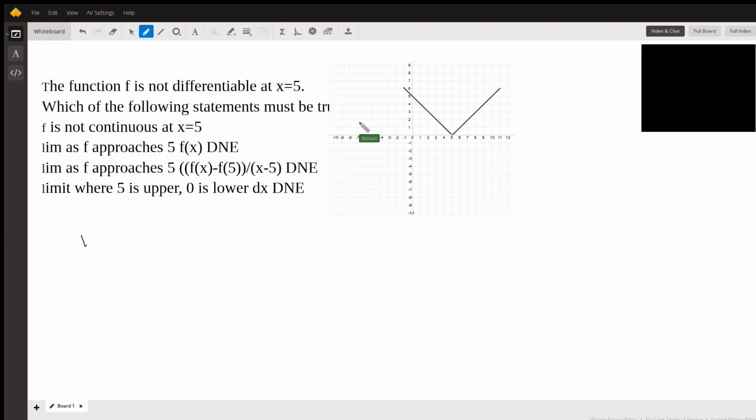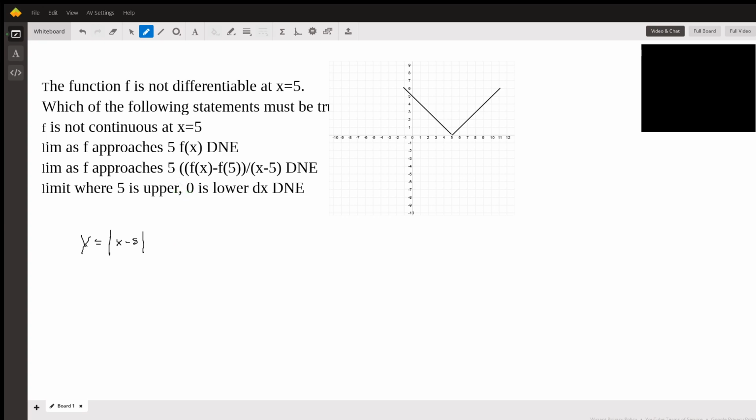I'm going to be answering this question based on an example, and the example I'm using is just the absolute value function. So we have a function y equals absolute value of x minus 5, and you can see that a graph is drawn there on the right. So we're going to see which of these statements is or is not true.